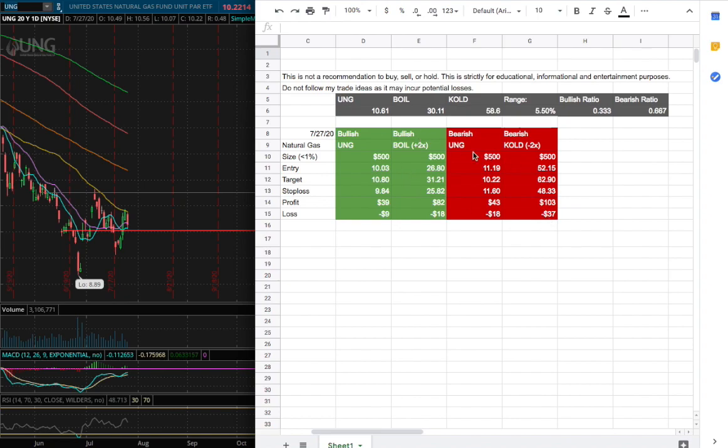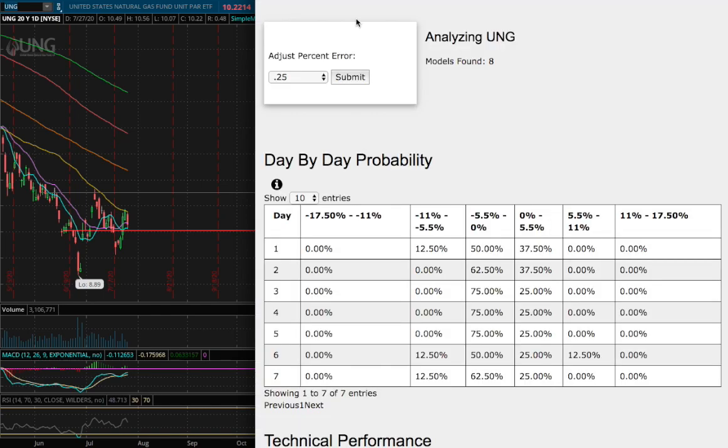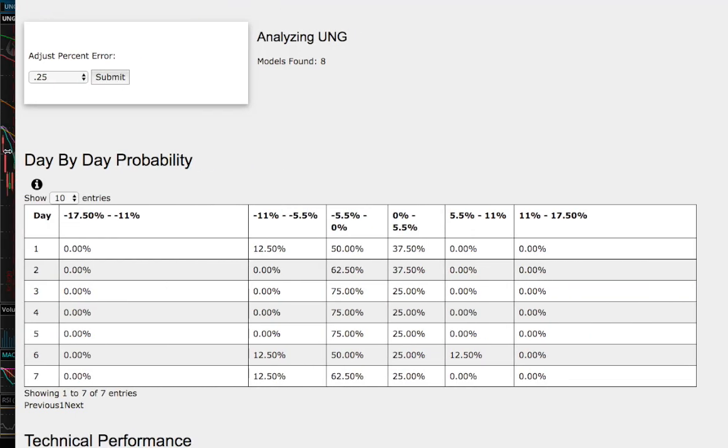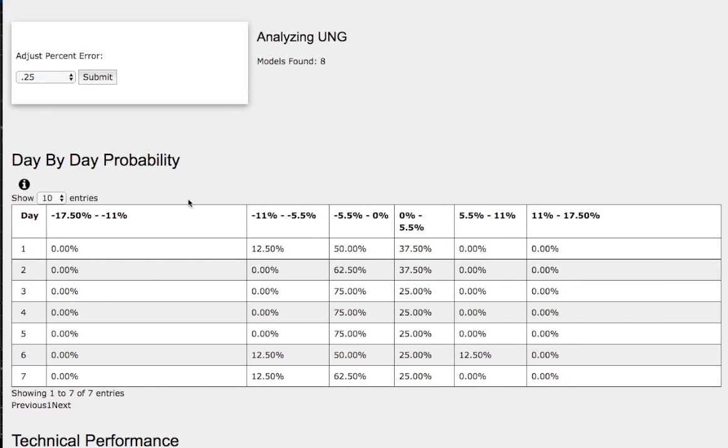So how did I develop these trade models? I use the trading range from the day-by-day probability model. So this 5.5% comes from the day-by-day probability model, what we have here. And as we progress to the 5th day, we have a 75% chance for natural gas to fall between 0 to negative 5.5%, and to the upside, a 25% chance for it to climb between 0 to 5.5%, slightly in favor of the downside. And which one of these 8 models should we use as a reference?